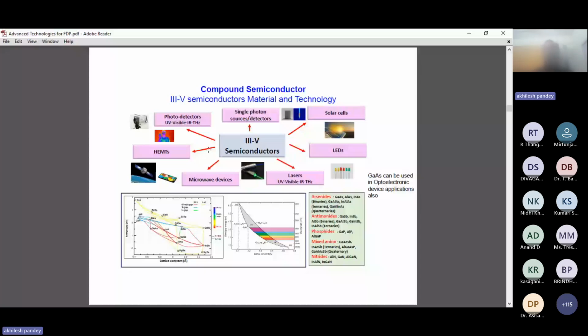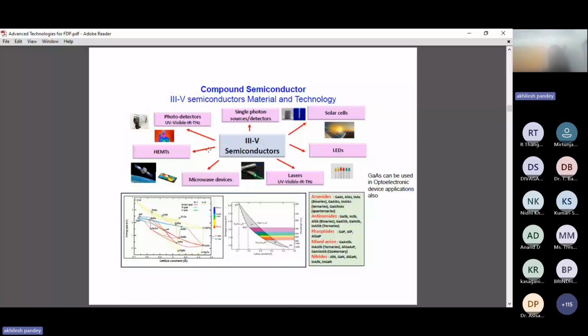Now it can be used for LEDs by changing the composition of 3-5 materials. Various LEDs can be fabricated, and these can be used for various optoelectronic devices. Lasers also, UV, visible, IR and terahertz lasers, can be made. If you go for lattice matching, by changing the composition, the lattice can be matched, and the band gap can also be determined by changing the compositions.